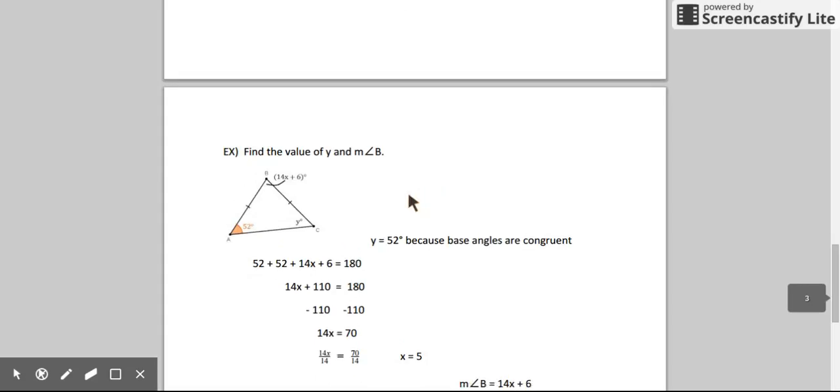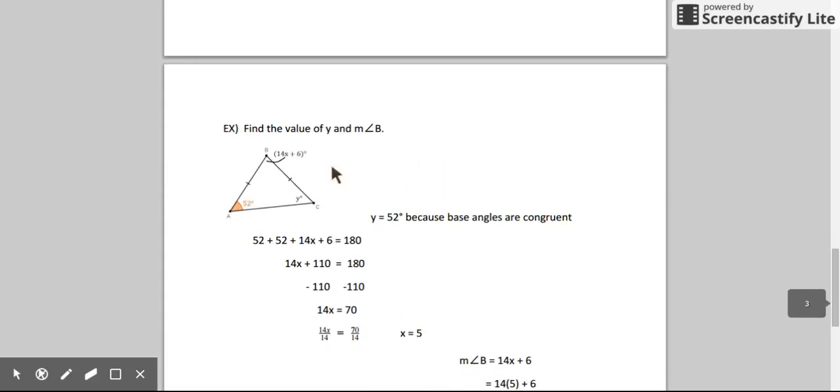Here's another example, a little bit more algebra involved here. This time we're going to find the value of y, so what's the measurement of that angle? And we're going to find the measurement of b, so once we solve for x, we're going to plug that back in and find this measurement. Well, y is a base angle. It's across from a leg. So if one of the base angles is 52 degrees, the other base angle is congruent. It must also be 52 degrees because these base angles are equal or congruent.